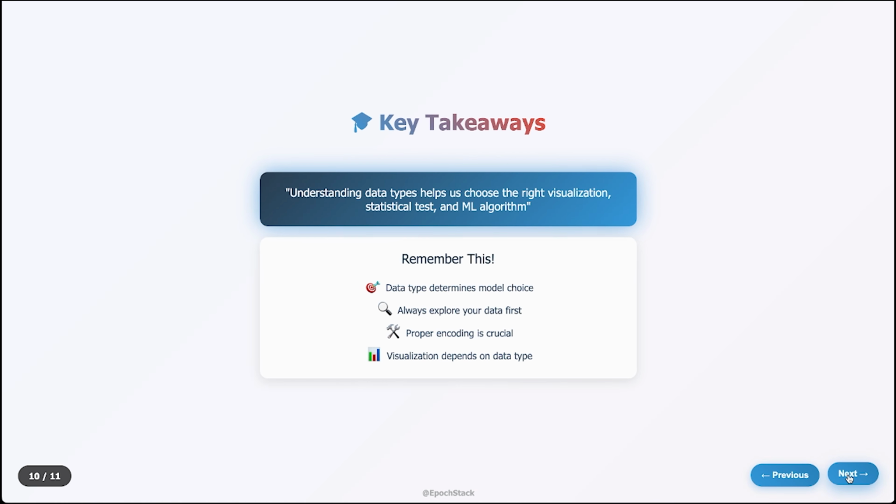The main key takeaways are, you should understand the data types, so that will help you to choose the right visualization. And based on that, you will be able to choose the machine learning algorithm. So you should explore your data first, then check if encoding is required, then you must do the encoding, and based on the data type you can do the proper visualization.